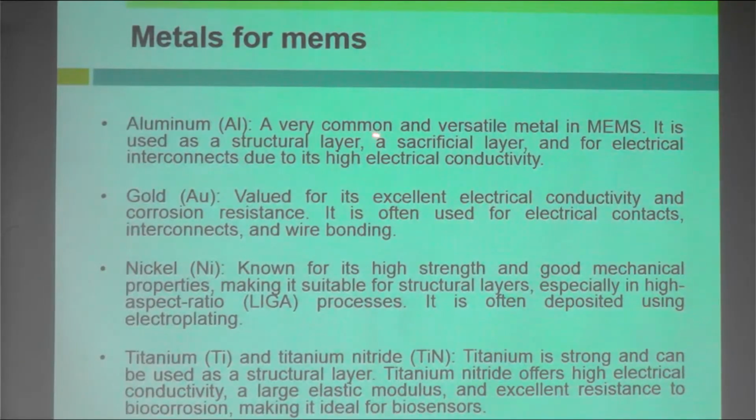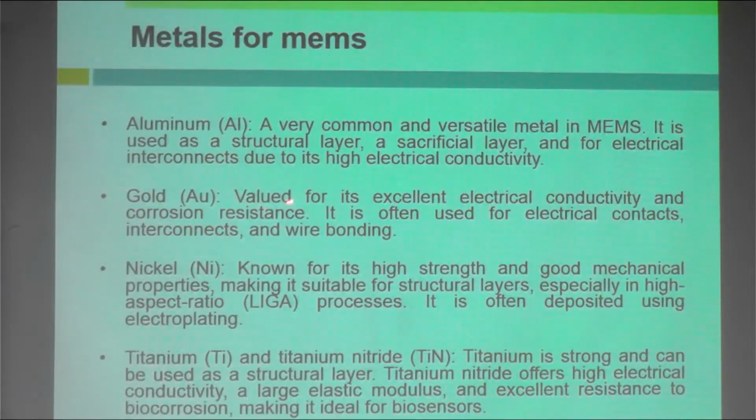Aluminium, a very common metal in MEMS, is used as a structural layer, a sacrificial layer, and for electrical interconnects due to its high electrical conductivity. I think everyone is aware that aluminium has good electrical conductivity. So the deposition of aluminium on top of the MEMS surface or silicon dioxide surface, etc., is very easy. You can even use evaporation, for example, then you pattern it to make it into a circuit line.